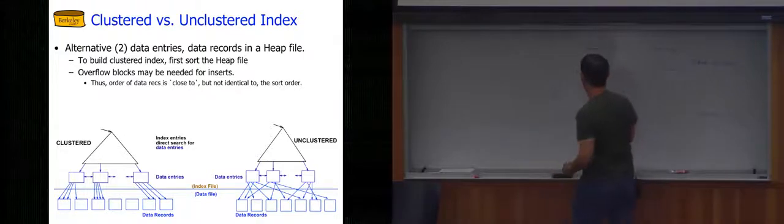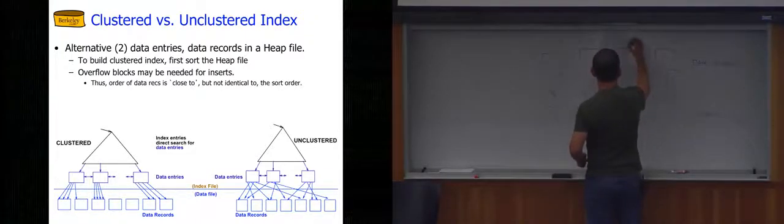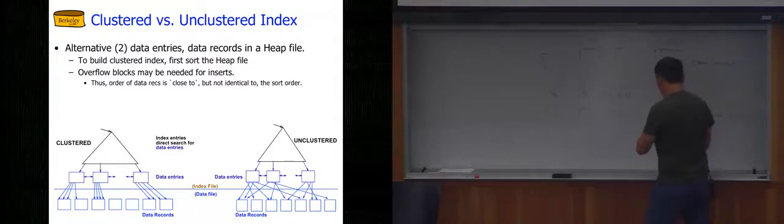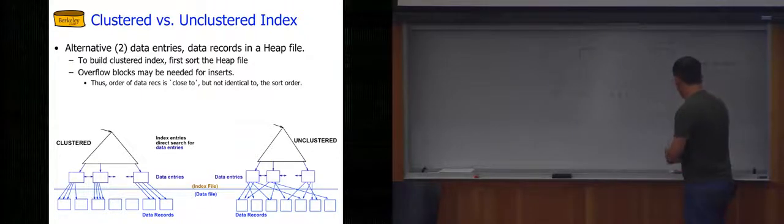And suppose this is on a numeric field. So this is like 1 through 4 and 5 through 9 and 10 through 21 and 22 through 100. And then we go along and we insert 3. Well, where's 3 going to go? It's going to go at the end of the heap file.